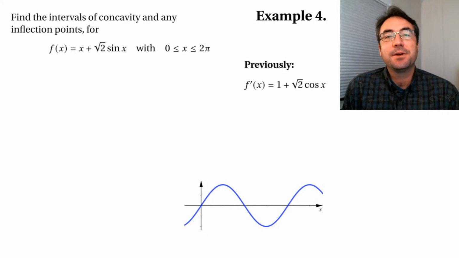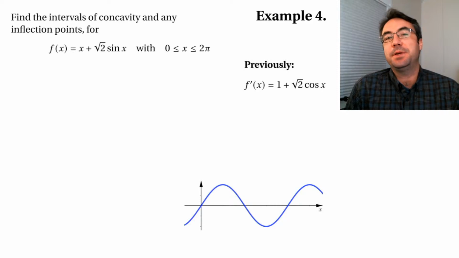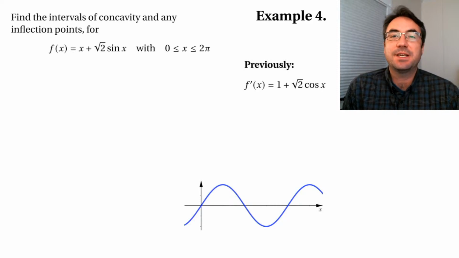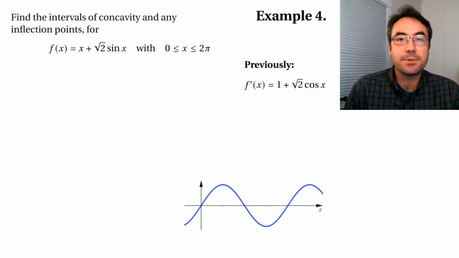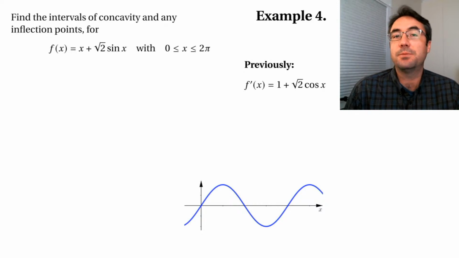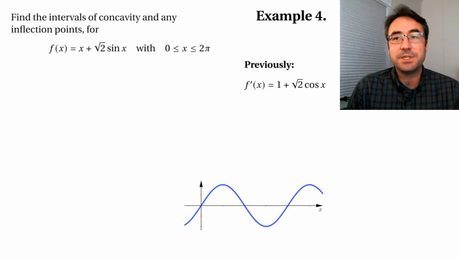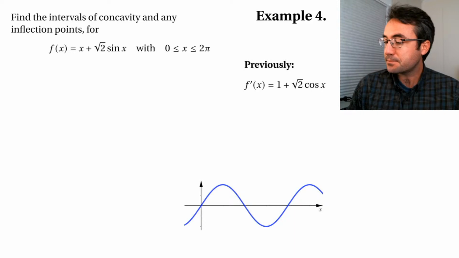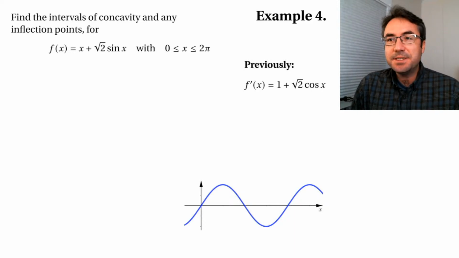So today we're going to look at a few more examples of finding intervals of concavity and inflection points. And then we're going to see how we can use the first derivative and the second derivative to classify critical numbers as either a local max or a local min, or possibly neither. So we'll see that in the next learning outcome. All right, so let's continue on.